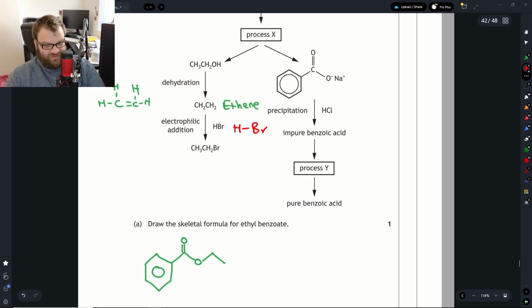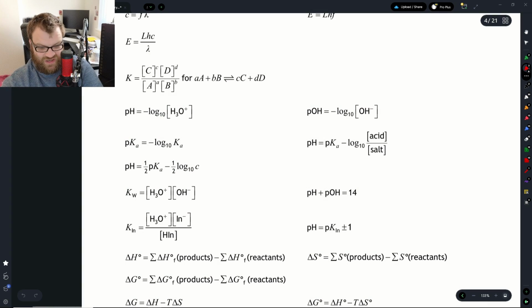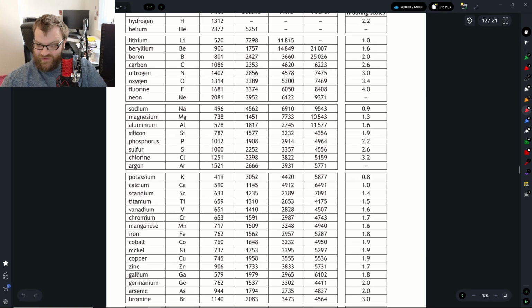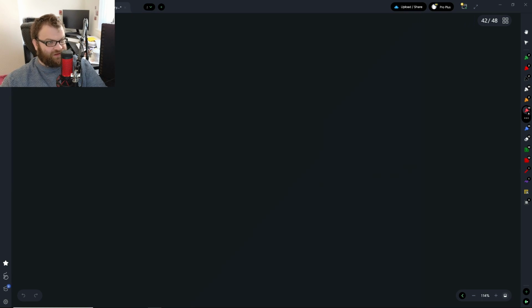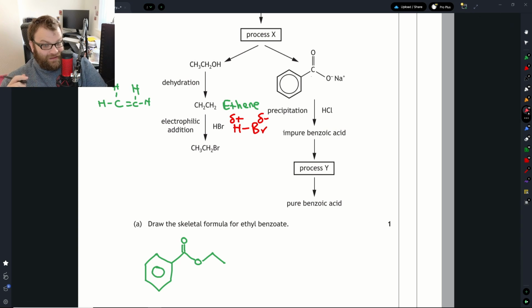We need to decide which of them is going to be attracted to the negative charge. This will be again electronegativity. Bromine has a higher electronegativity than hydrogen. Pretty sure that's the case. Let's double check. Not the easiest two to see because they're so far apart. We have hydrogen up here, bromine sneaking down here. So yeah, bromine has a higher electronegativity. That would be slightly negative. That means that it would be the slightly positive hydrogen that's attracted to the electrons in the double bond.